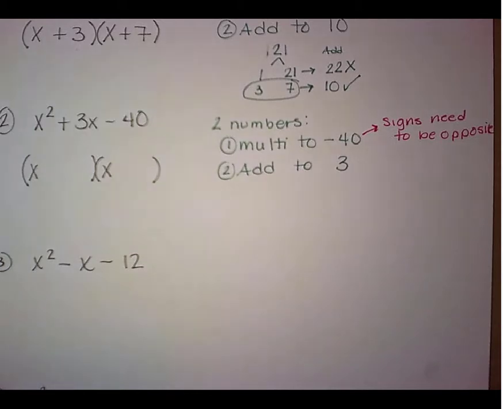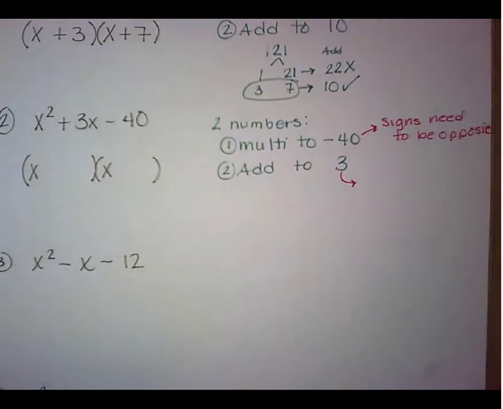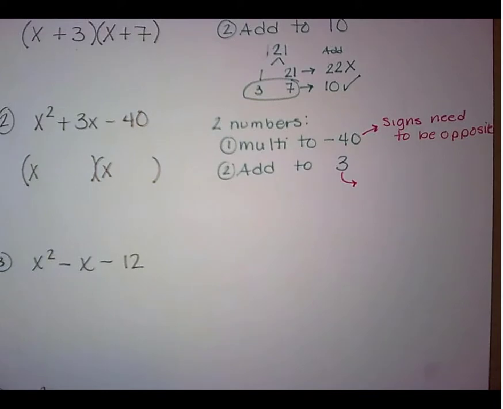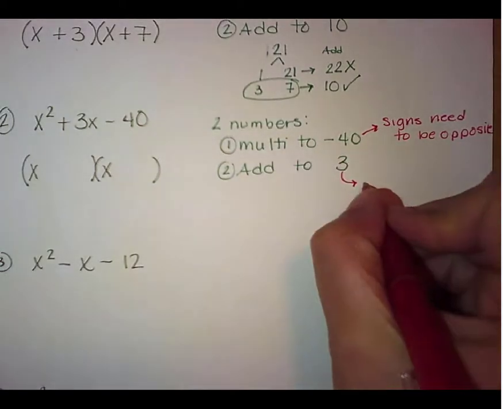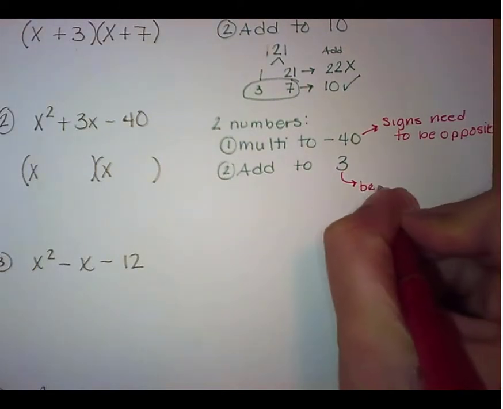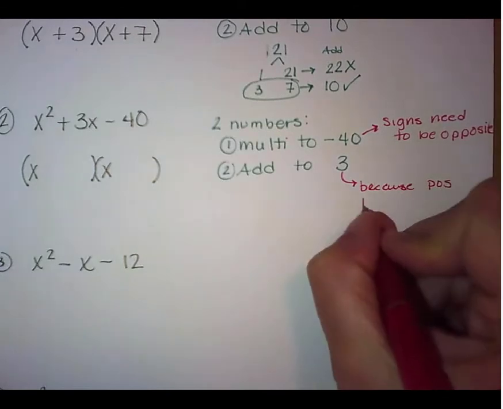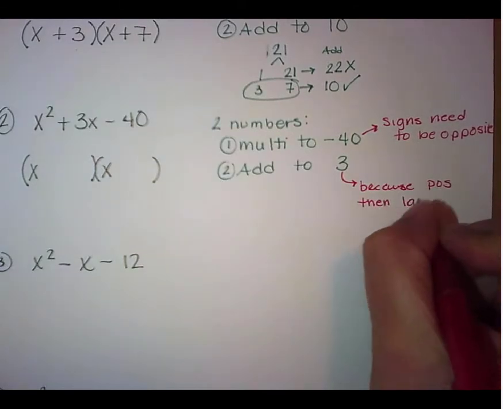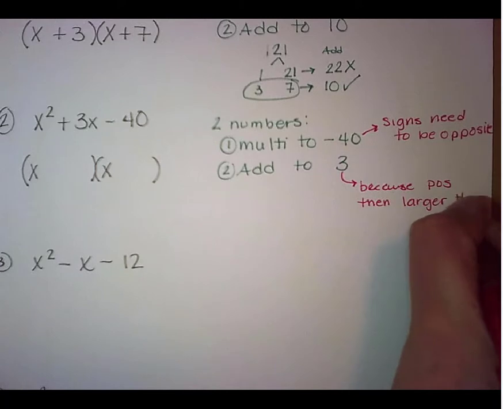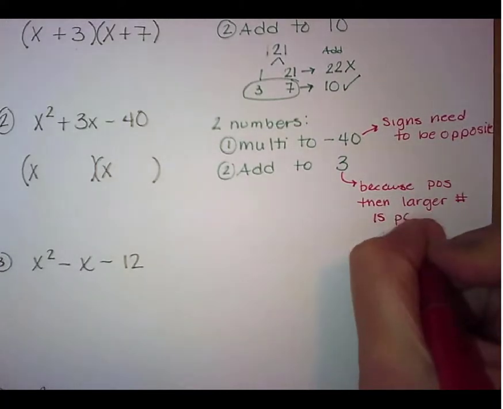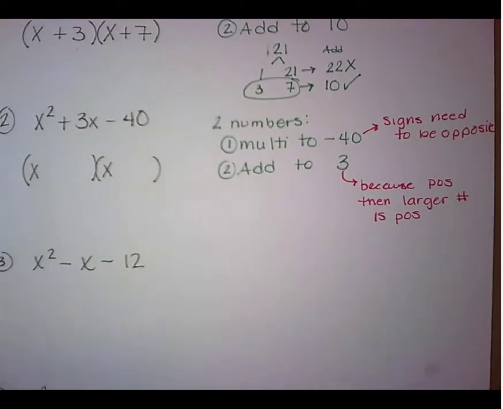Then I'm going to look over here to this guy, because that means I have one positive and one negative sign. So who's going to be positive and who's going to be negative would be my next question. And the really cool thing is that center term will actually answer that for you. Because you have a positive 3 here, your larger number is actually going to be positive, because it needs to be in order for you to have a positive and a negative added together and come out as a positive.